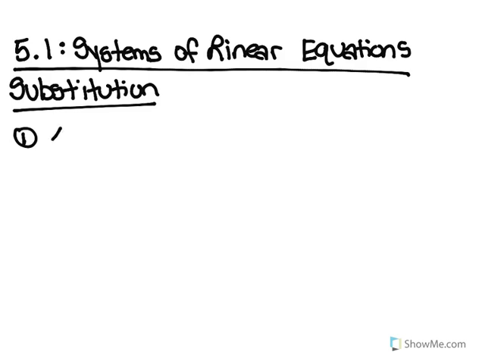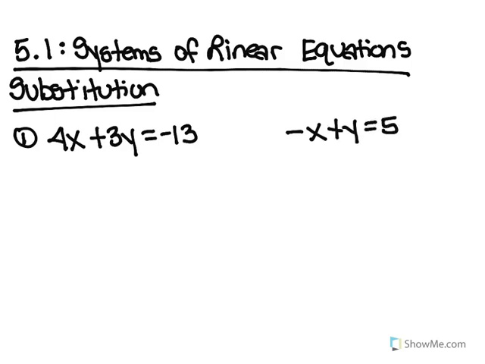First example, 4x plus 3y equals negative 13, and then negative x plus y equals 5. Now you're given two lines, okay? These are two separate lines. And what I'm looking for is the ordered pair where these two lines are going to meet, where they intersect, okay? So your answer would be an x and a y coordinate, okay?